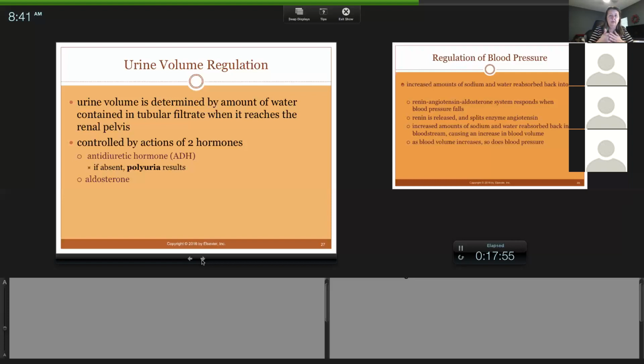But it is under control of 2 hormones, but I want to focus on one. I really want to focus on ADH. If you look at what the word means, anti-diuretic hormone, okay? In a normal animal, diuretic or diuresis means to increase or force urination.